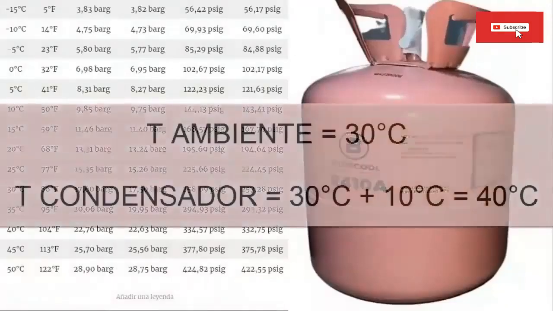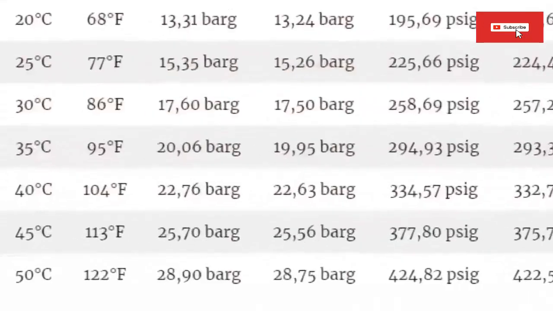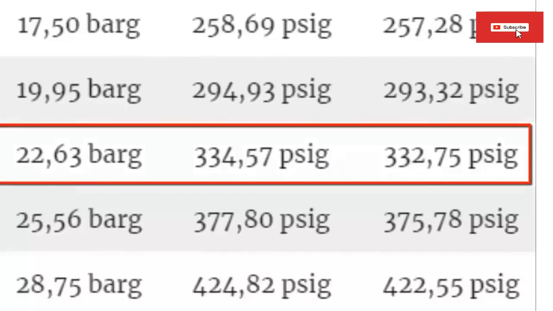For an outdoor environment temperature of 30 degrees Celsius or 86 degrees Fahrenheit, and considering that the condenser temperature on average exceeds the ambient value by 10 degrees C, then the condenser temperature is 40 degrees C or 104 degrees F. Looking in the table, for this temperature value, the condenser pressure, or high, has a value of 22.63 bars or 332.75 psi.